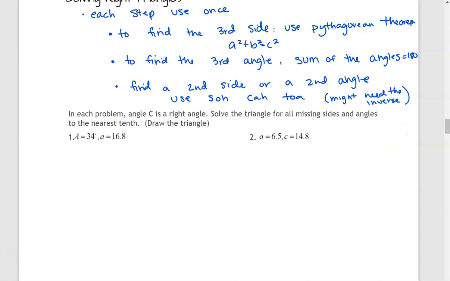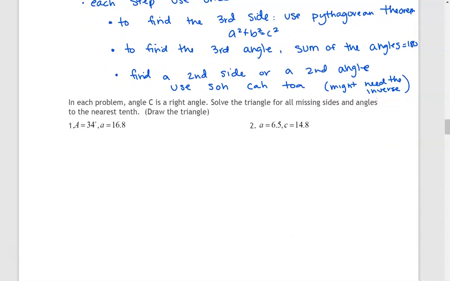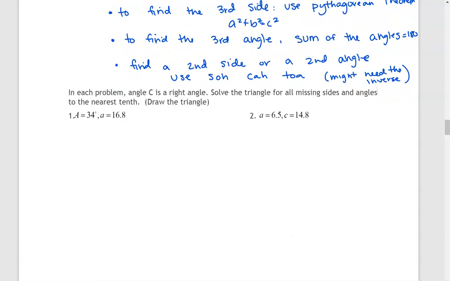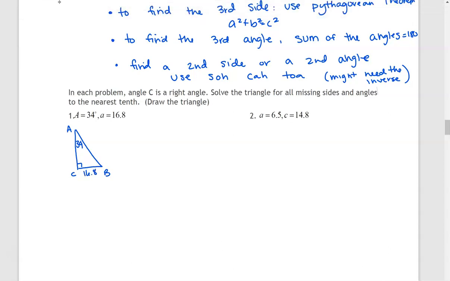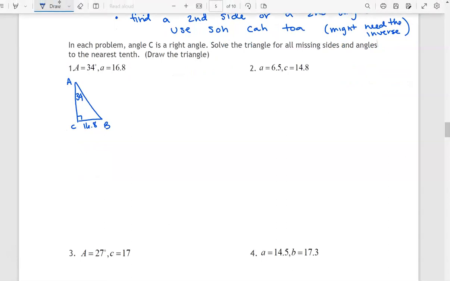So here we go. We're going to go ahead and do what we've done before, which is drawing our triangles and labeling all of our pieces, and then using each of the three different types up above to finish finding all of the rest of the parts that we need. So there's our right triangle. We know that's C. Making that A and B, labeling A in this case, and labeling little a across from it with 16.8. So let's go ahead and start with trig.